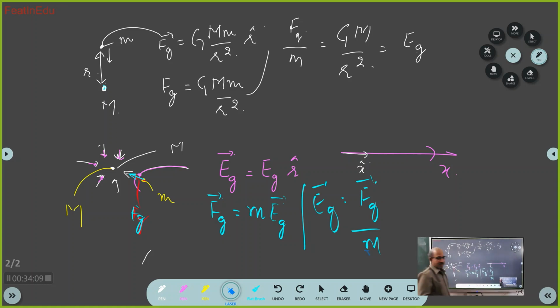Now you see what is Eg. Eg depends upon what? Universal gravitational constant and the mass of Earth, and it depends upon the distance. So further you go, r increases, the value of Eg starts decreasing. Got it? All of you understood?